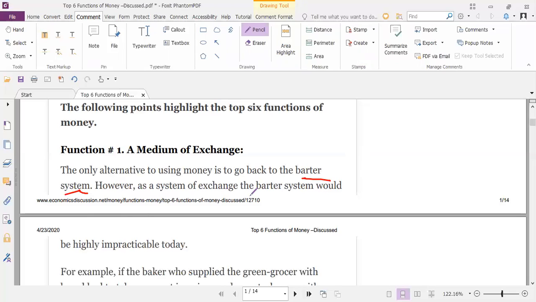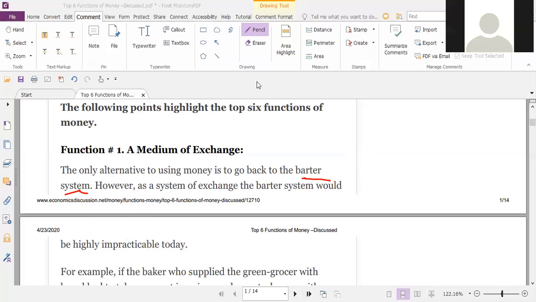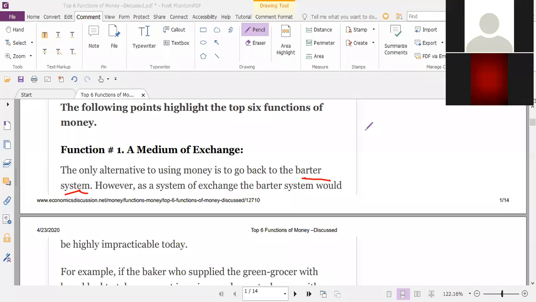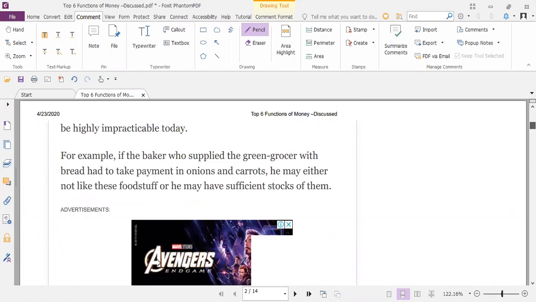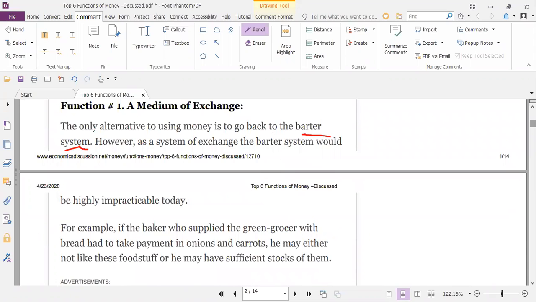However, as a system of exchange, the barter system would be highly impractical today. So we have seen the disadvantages of barter system in our earlier class, right?